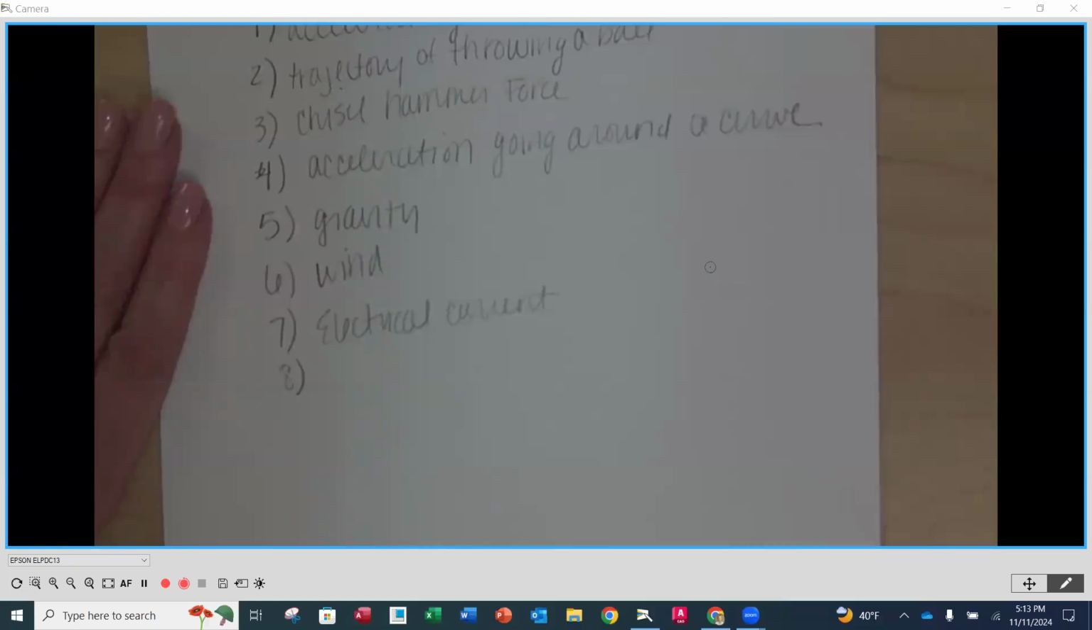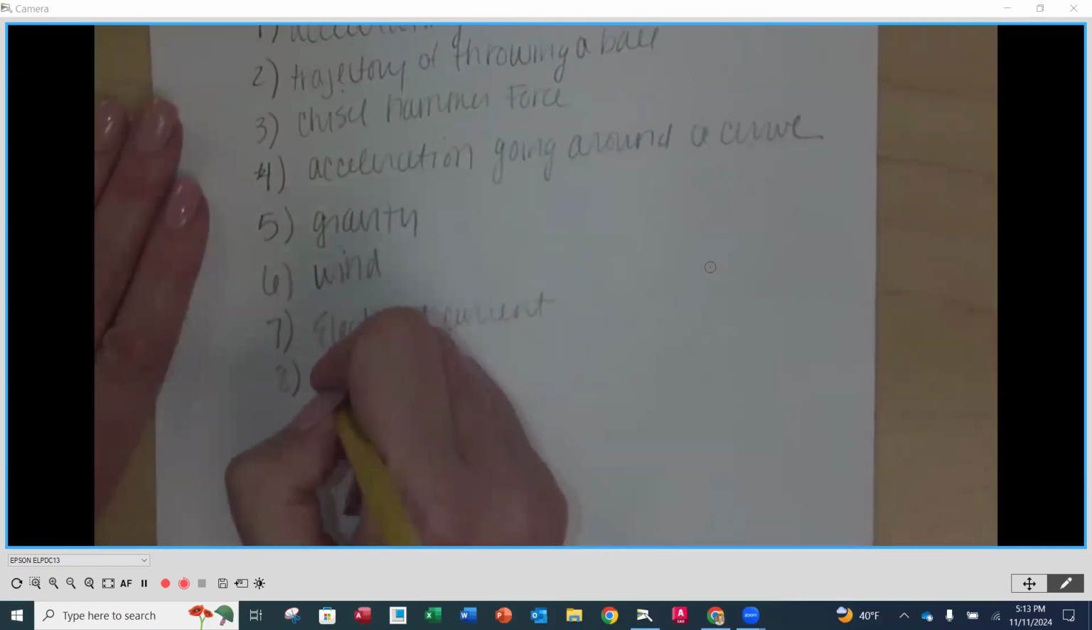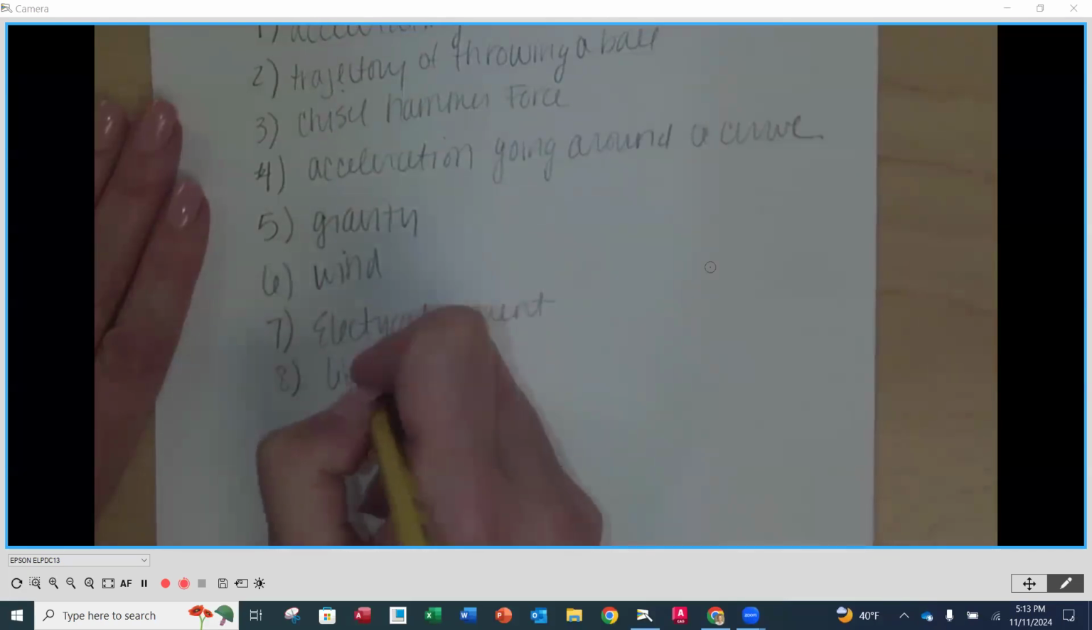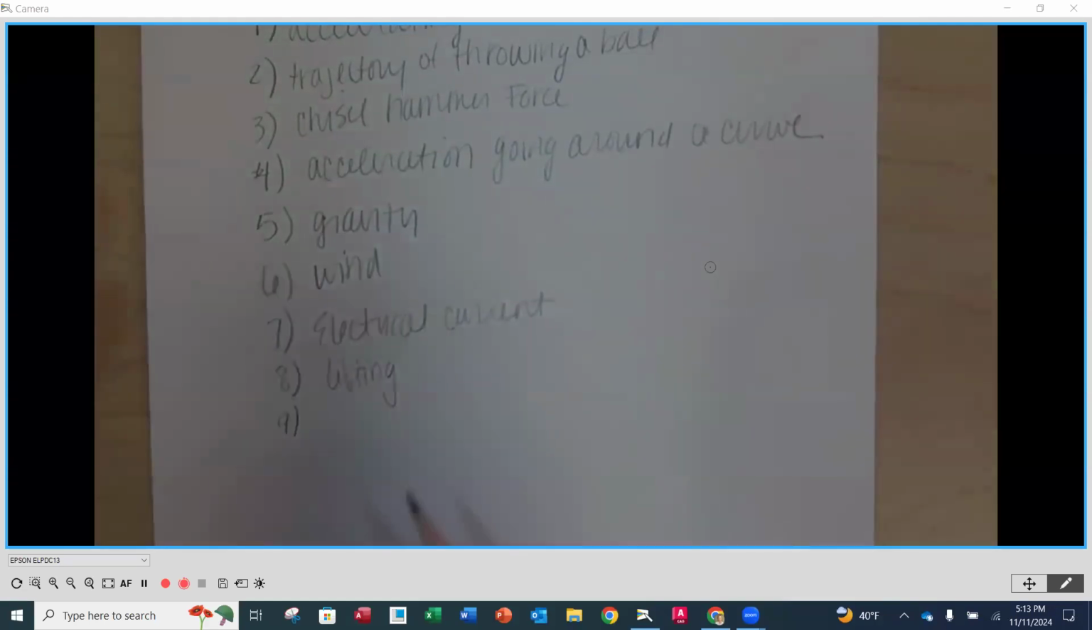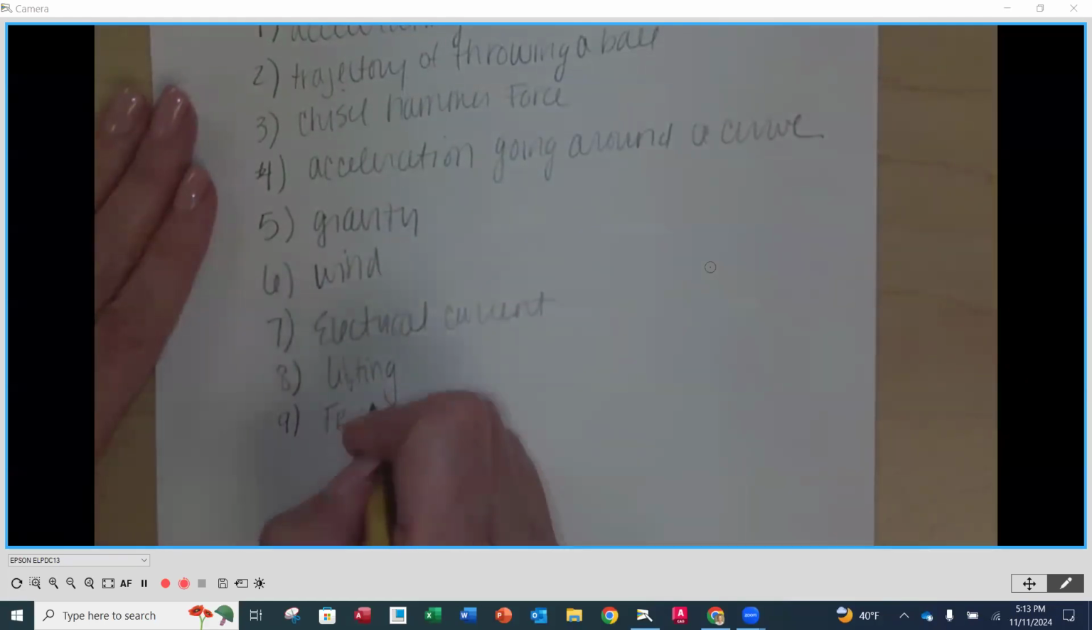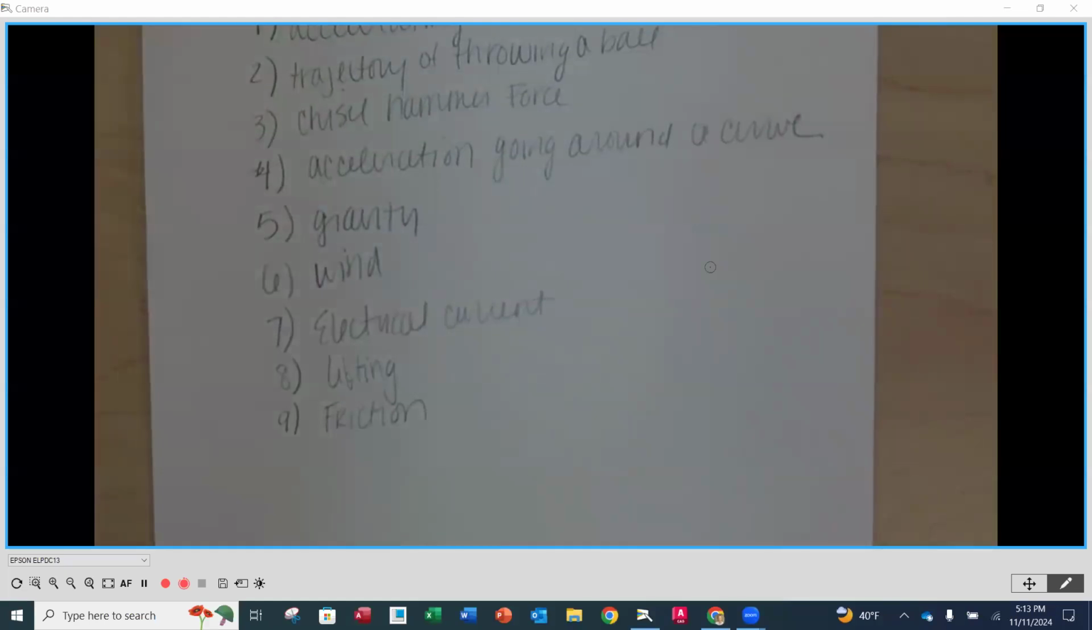How about lifting a heavy object? Absolutely. Exert a force, a magnitude, to move that object in a direction. Yes. So lifting. What else? Anything else? Friction. Yes, friction is a vector quantity. It's a force and it's going to oppose impending motion.